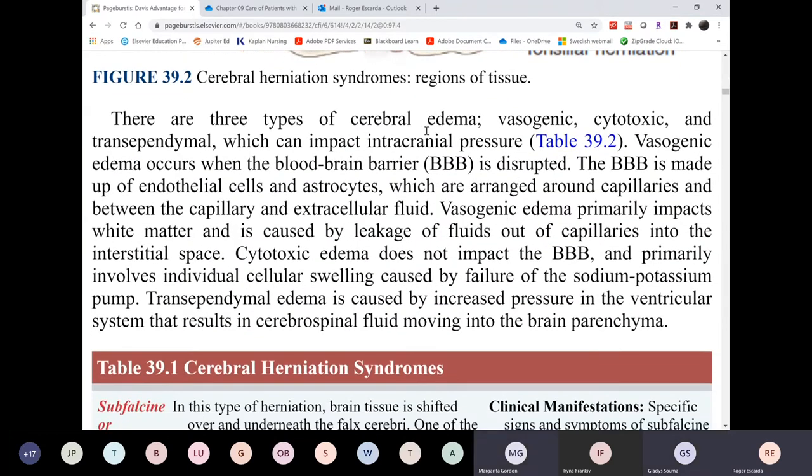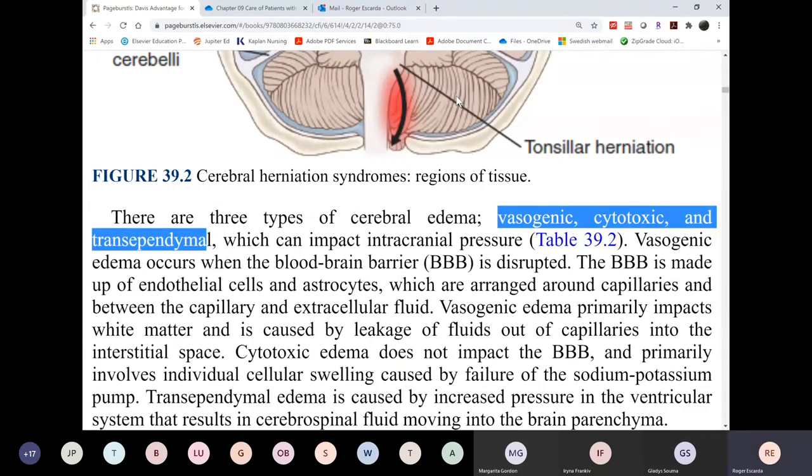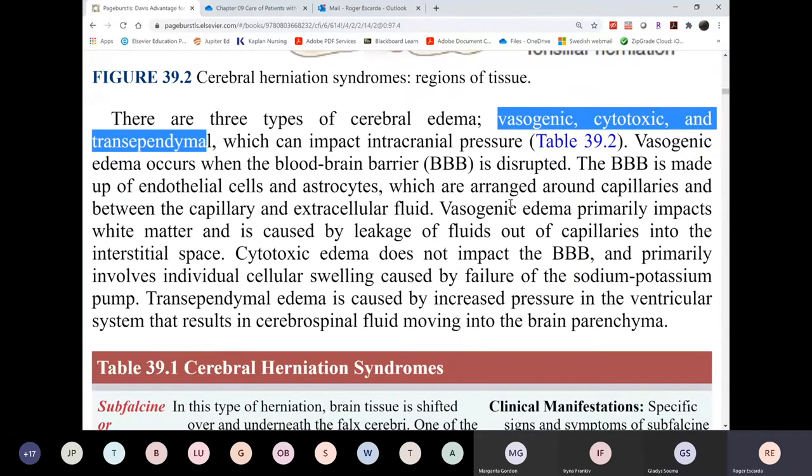As far as edema goes, I don't really have to test vasogenic, cytotoxic, or transependymal, whatever that means. Edema is edema. If there is edema in the brain, of course, that will increase blood volume and cerebral tissue volume. All types of edema, regardless of how they form, because the difference really is just how the edema formed, will increase intracranial pressure.